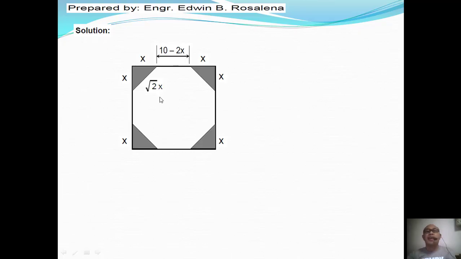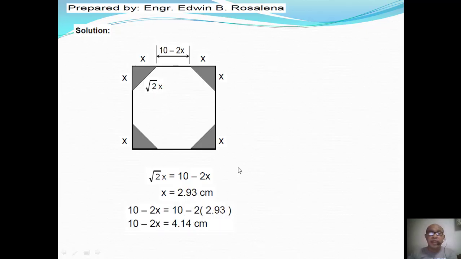Now, from the triangle, if this is x, this is x, this is square root of 2 times x. And notice, these are sides of the regular octagon. So this side and this side are equal, so we can equate the two expressions: square root of 2 x equals 10 minus 2x. From that, we can solve for x. If we have the value of x, then we have the value of the sides of the octagon. Either we use 10 minus 2x or square root of 2 x, we have the same result. I will just use 10 minus 2x. So the length of the side is 4.14.